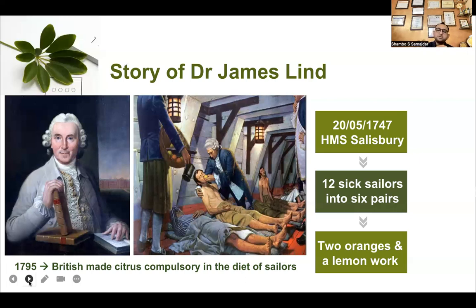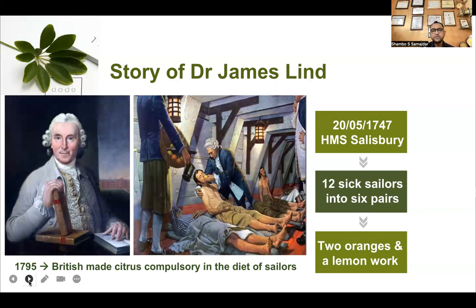Lind selected 12 sailors who were suffering from scurvy and divided them into 6 pairs. Each pair was given a different treatment to test its efficacy, to find out whether it was efficacious against scurvy. The treatments included one arm with citrus fruits, one arm with vinegar, another with seawater, another with various herbal remedies, and finally one arm with a mixture of garlic, mustard seed, and horseradish.